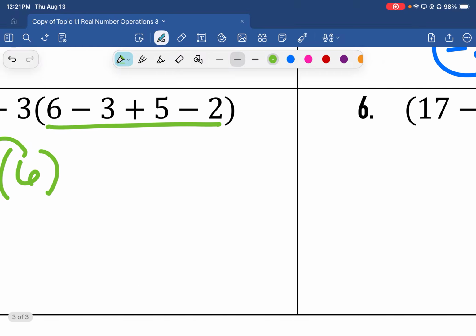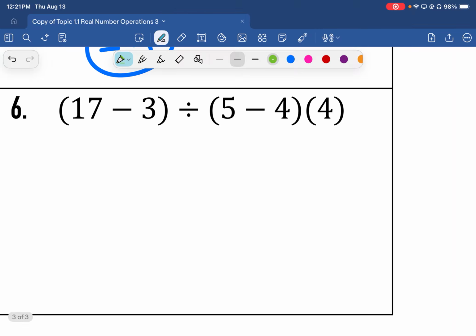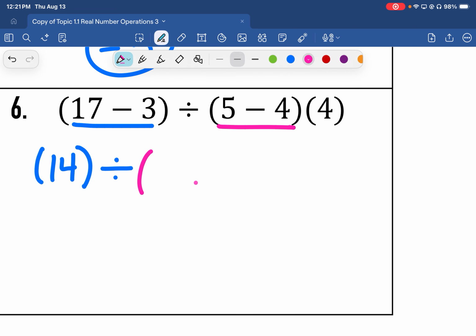All right, for number 6, what part do we do first? The first parentheses. So let's deal with what is inside of this real quick. What is 17 minus 3? Okay, then we have divided by. Then we have another parentheses. What is 5 minus 4? And then it has that last parentheses there.